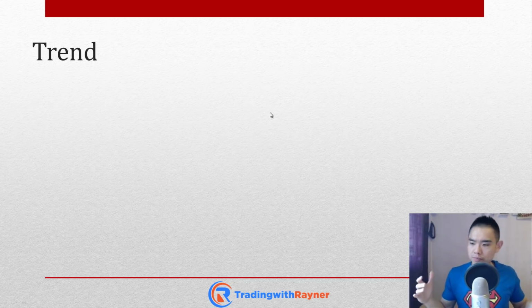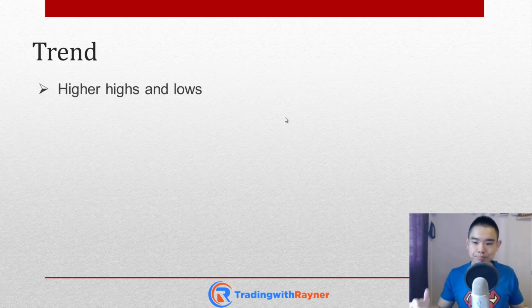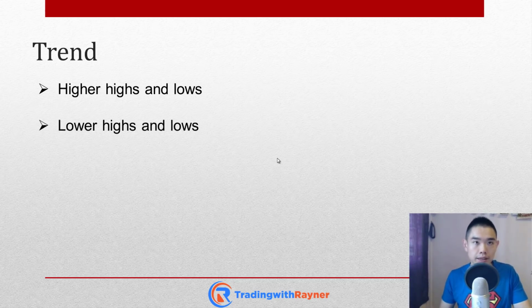So a trend, you've probably heard of a trend. So what is a trend? A trend is simply, on your chart, higher highs and higher lows, like this. Let me just draw this. Higher highs and higher lows. So this is what we call an uptrend, because you can see that the price is making higher highs and higher lows.